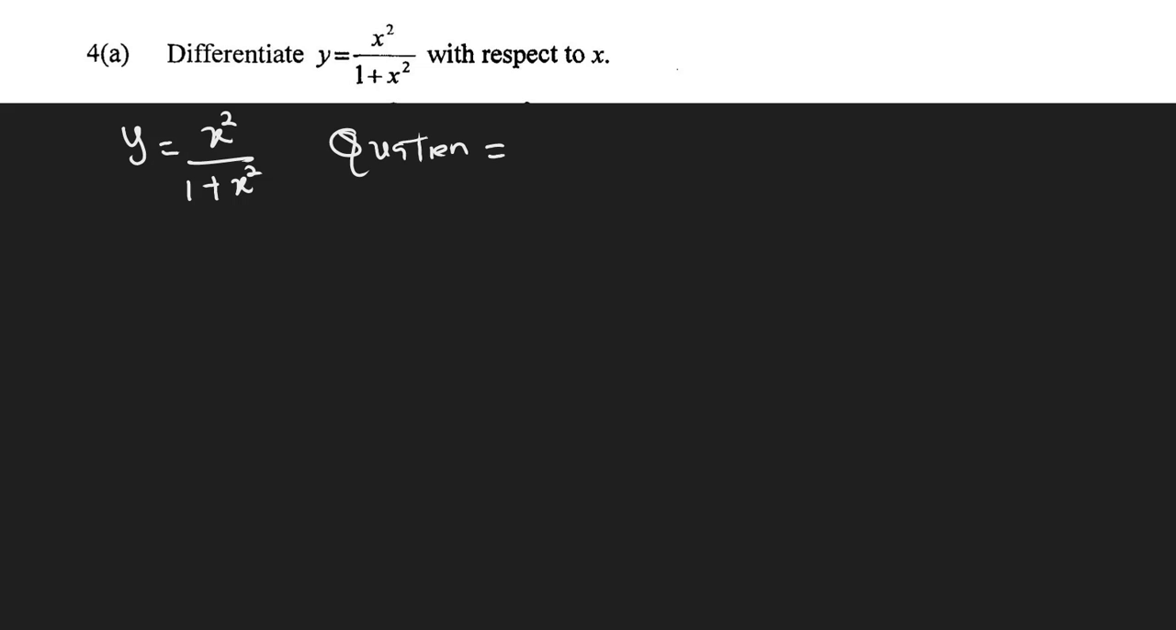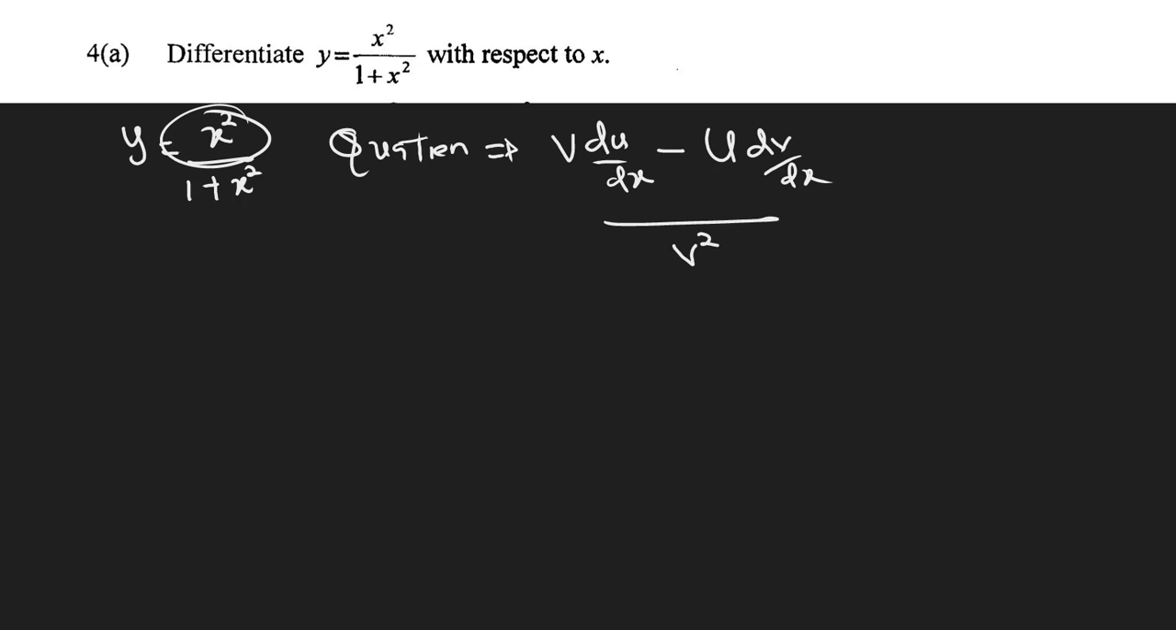The quotient rule is that the formula is v du/dx, right? Minus u dv/dx over v squared. So don't worry, you don't need to prove how these formulas come into existence, but just know that you use the quotient rule and this is the formula. So now in this question we're going to make u the numerator and v the denominator, right?